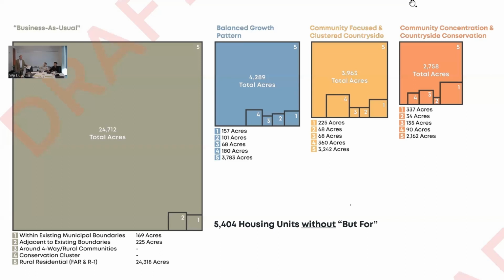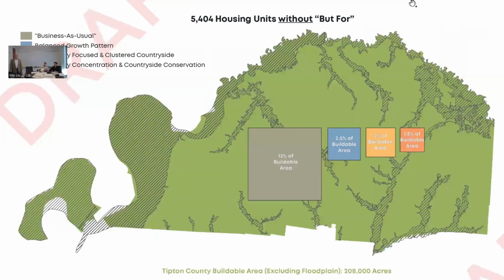But again, we'll stop talking here in a minute and open up questions. But we do have something else we want to show you. So these are just numbers and squares on the screen right now. Let's show you how these start to apply. Now keep in mind, this is without the but for. So this is the original numbers from that table a few slides back.